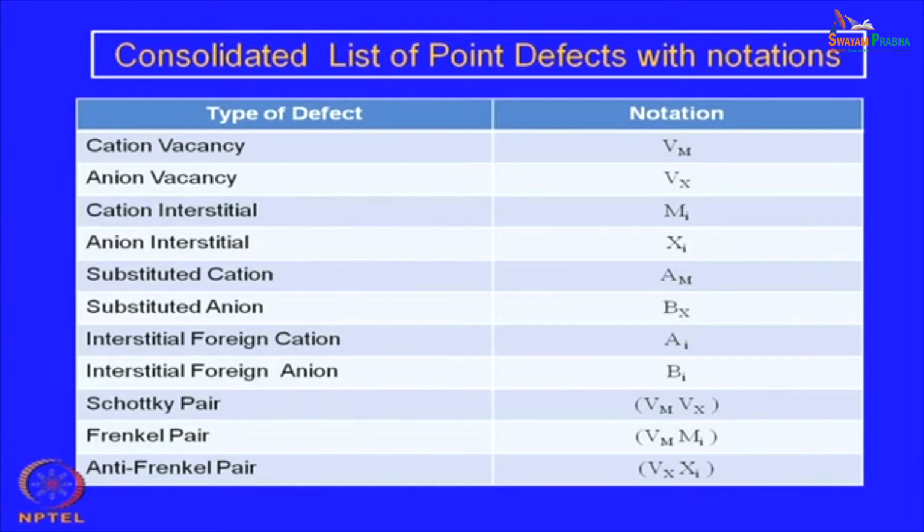Interstitial foreign cation has not been considered in the earlier diagram, but just like a substitutional foreign cation, an interstitial foreign cation can also come in principle, that is Ai.